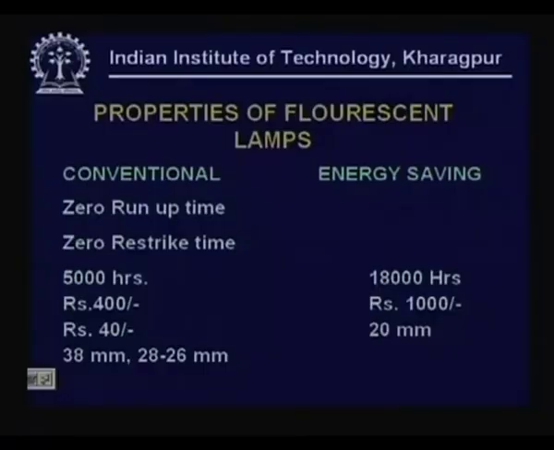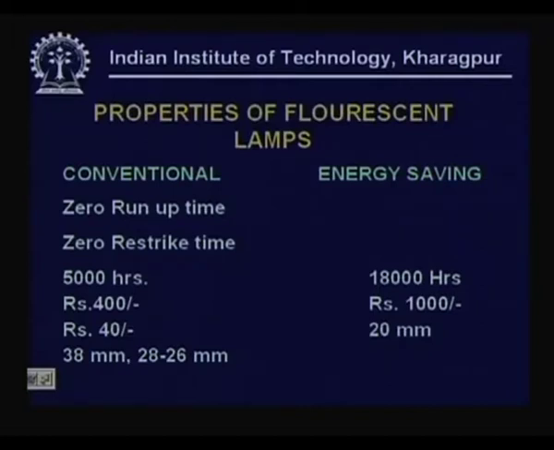Continuing with that, of course, these two lamps these days are possible with very little run up time or restrike time, unlike your conventional mercury vapor lamps or sodium vapor lamps. And the conventional fluorescent lamps are possible to have with a burning life of around 5000 hours. As already told, you have the standard ones which are 38 mm in diameter and the slimline variety with 28 to 26 mm.